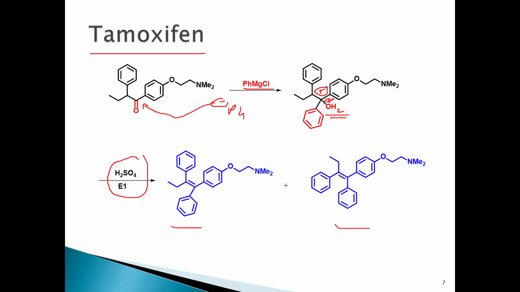And in this case, which is E alkene? See, we have this as the higher priority group, and this as the higher priority group. So this one is Z, and this one is E alkene. Higher priority groups on the opposite side, because this phenyl is the higher priority group for this carbon, and this phenyl is the higher priority group for this carbon.